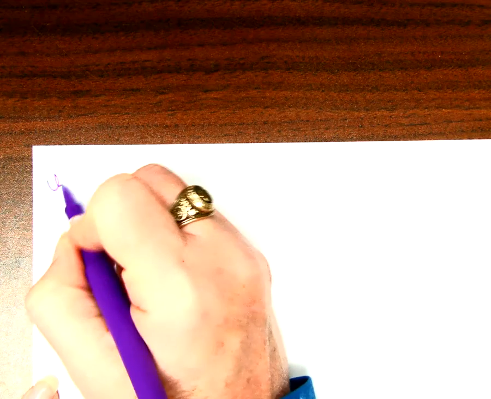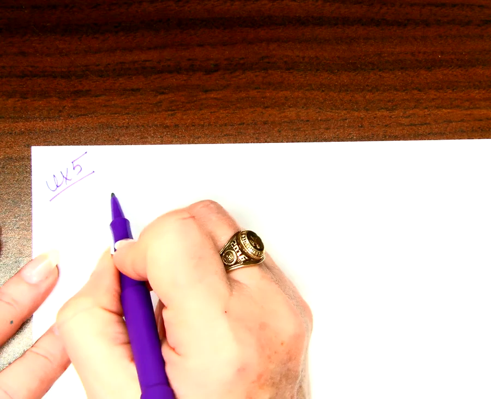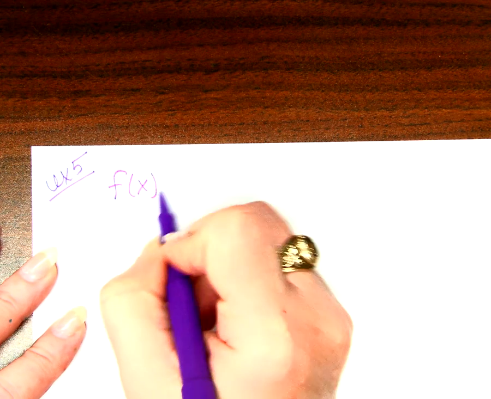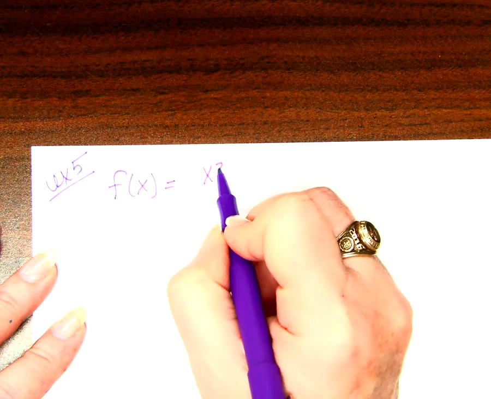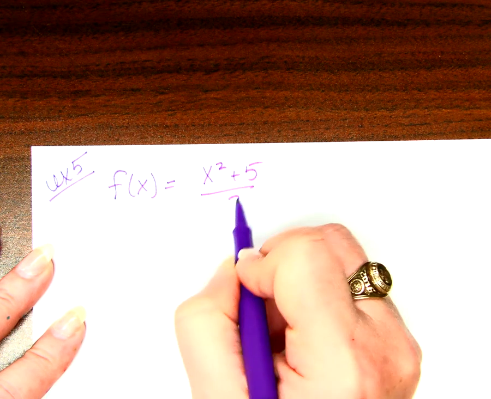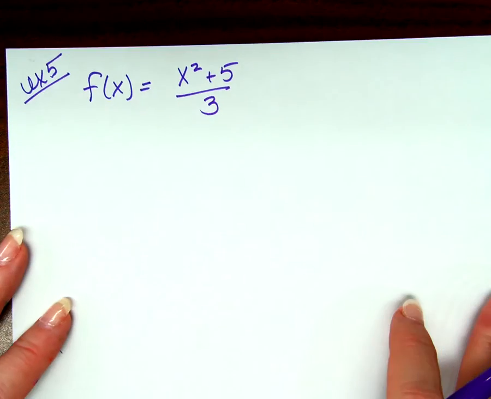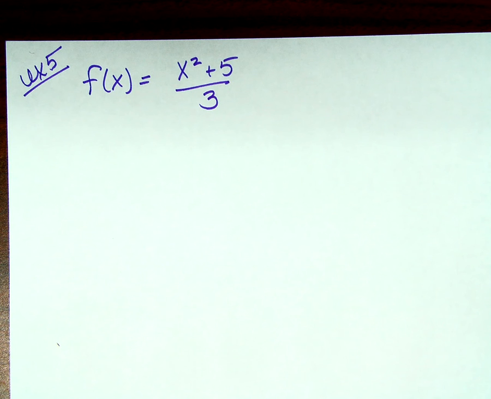Example number 5. For example number 5, we have something different. I'm going to try to trick you with this one. So example 5 is f of x equals (x squared plus 5) over 3. So how do we find an inverse? We switch x and y and solve for y.